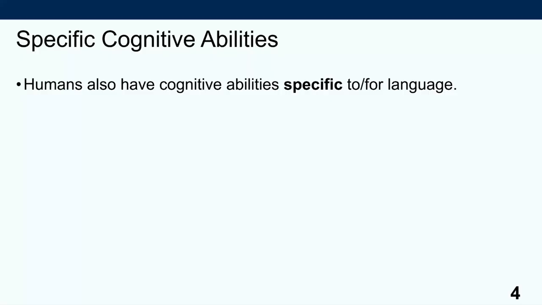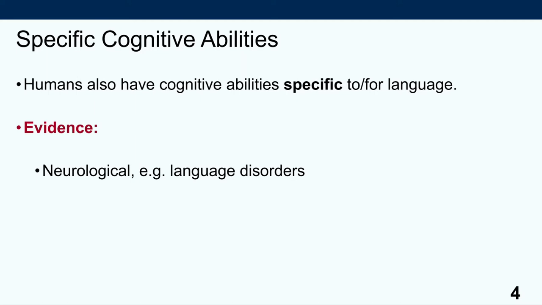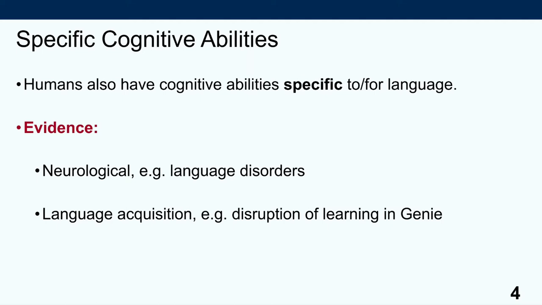And then if we move into the cognitive realm, we see that humans, of course, also have a number of cognitive abilities that cater specifically to language. And evidence for this can come from different domains. For example, in the neurological domain, looking at language disorders like Broca's and Wernicke's aphasia, we have discovered that there seem to be specific structures in the brain that are there to support certain tasks in language. Looking at language acquisition, we saw that there seems to be a specific plan and a sensitive period for acquiring language. We saw that, for example, in the disruption of learning experienced by feral children like Genie. In fact, all throughout this course, we have seen many instances where we seem to have special cognitive abilities that underlie some of these design features of human language.